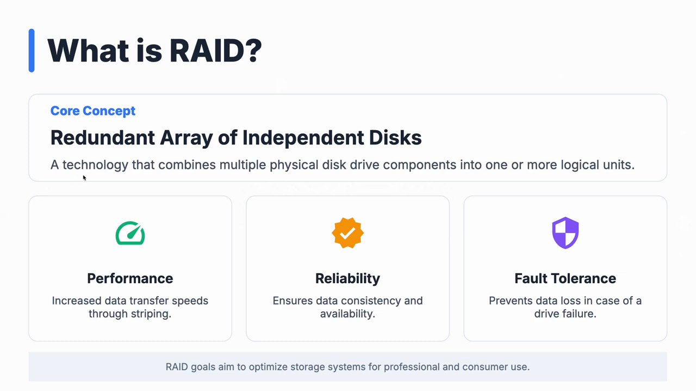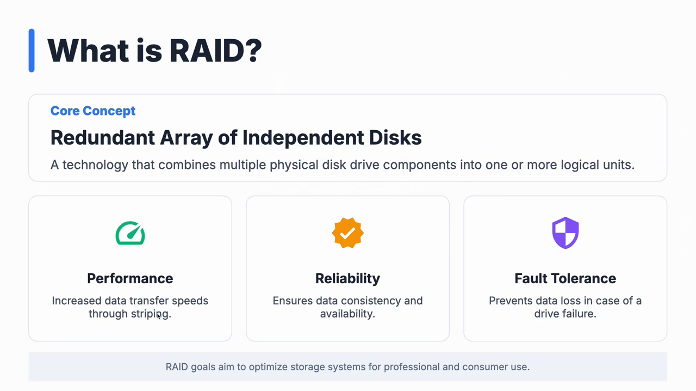Definition-wise, it is a technology that combines multiple physical disk components into one or more logical units. It helps us improve performance, reliability, and most importantly fault tolerance. So if a disk fails, we have another drive to which we can point. Data is consistent and available, and we have high performance, which is essential for production grade applications.